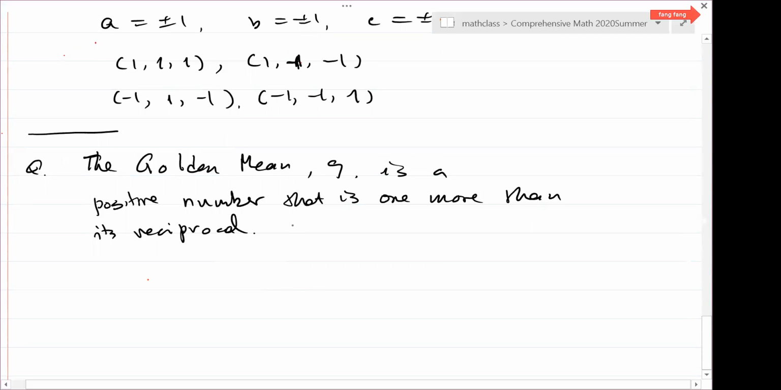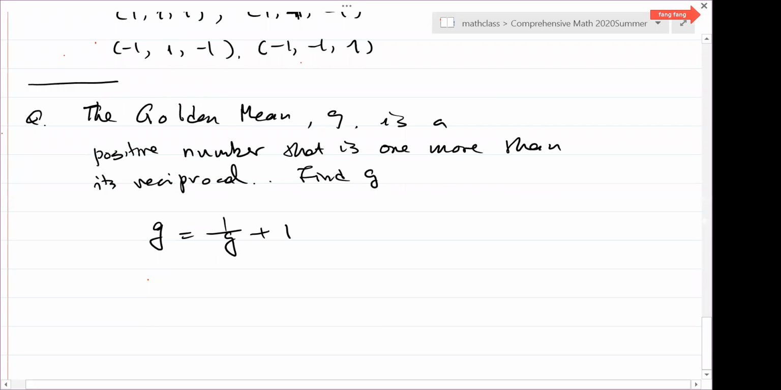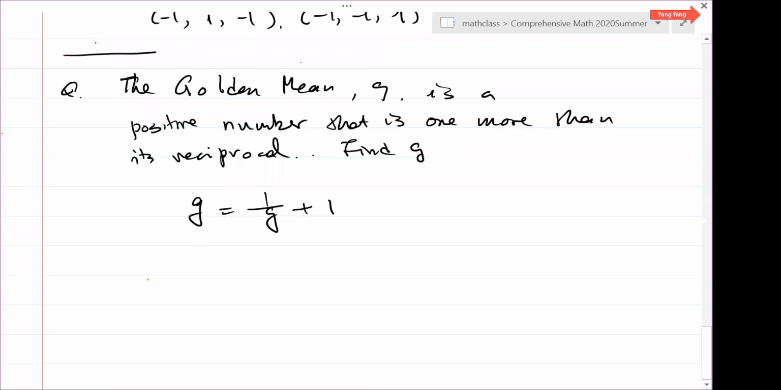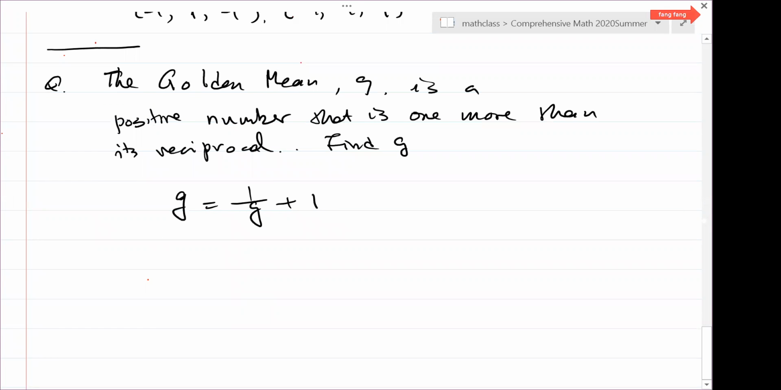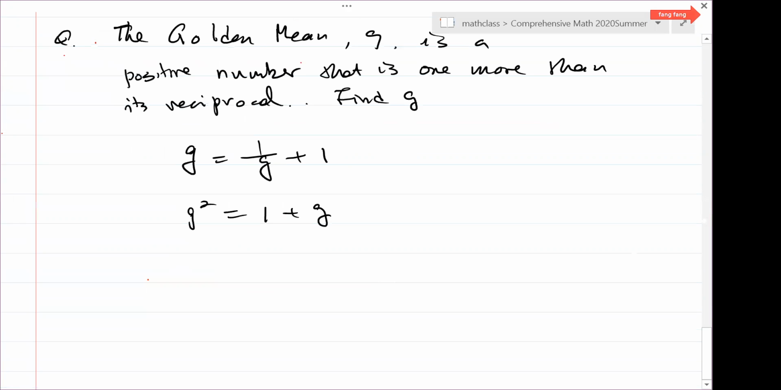So to find G, you translate the sentence into an equation. 1 more than the reciprocal, so that is the equation. But this is a very strange equation. It's not a linear equation, right? How do you solve it? Well, you modify it. You don't like the fraction, so you multiply both sides by G. So G squared equals 1 over G times G, which is 1, and that is a quadratic equation.